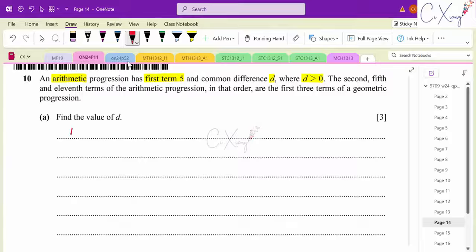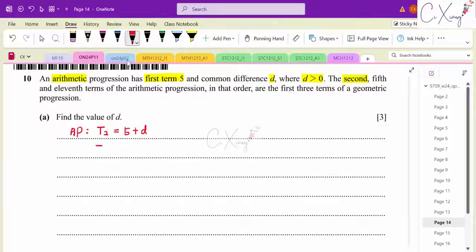Okay, so let's have a look at our arithmetic progression first. So the first term t1, I will write it as a, where a equals 5. And after that, they are saying the second term. So how can I write out the equation for the second term here? So for t2 of an arithmetic progression, I can write it as a plus (n minus 1)d. n minus 1 means 2 minus 1, which is 1, and then d.